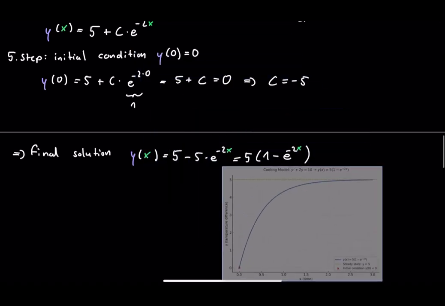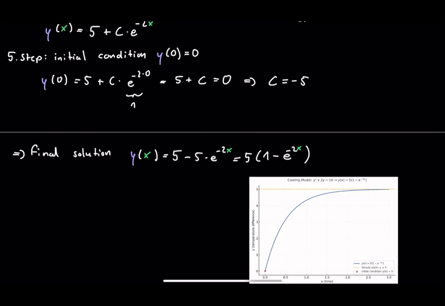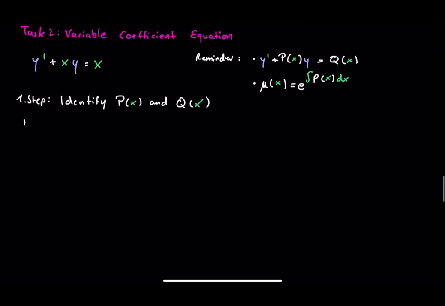As x increases, the exponential term shrinks towards 0, and y approaches 5. That's the steady state temperature difference, the equilibrium. This is exactly how an object cools or warms toward its surroundings. Now let's solve another one, this time with variable coefficients. We'll solve y' + xy = x. Here p(x) equals x and q(x) equals x.